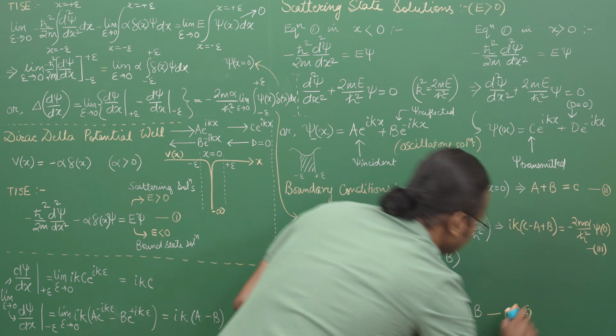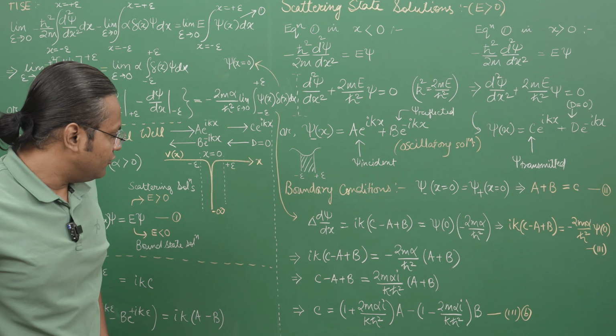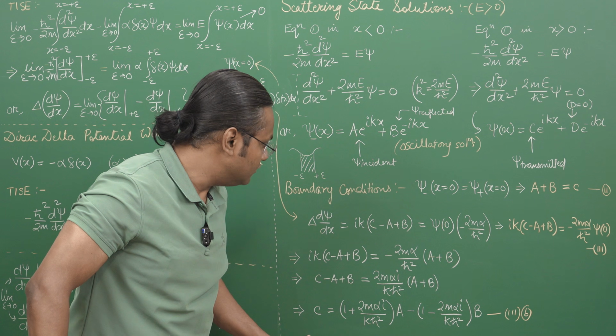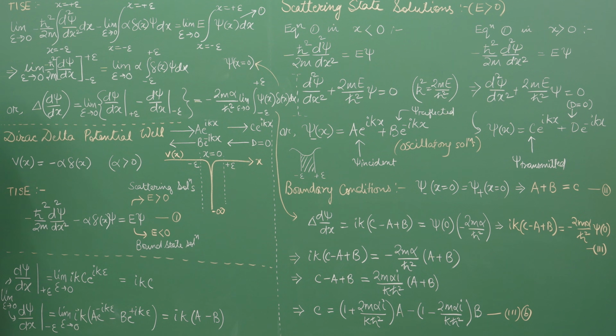So now we have from one boundary condition a plus b equals c, and from the other boundary condition this plus this is equal to c. So I can make both of them equal to further get a ratio that I am interested in.